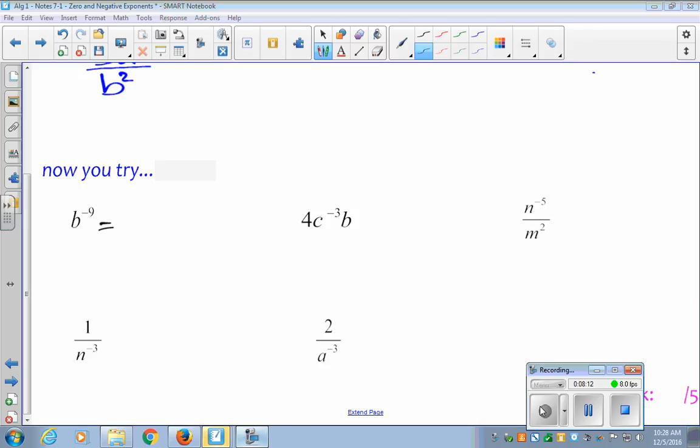Read the negative 9. What is that, my friends? Throw it out. Let's go. One over b to the 9. What stays on top in this one here? 4 and b. There's nothing wrong with their exponents. That c to the 3rd needs to come downstairs.